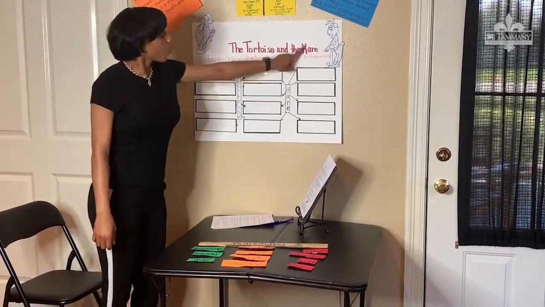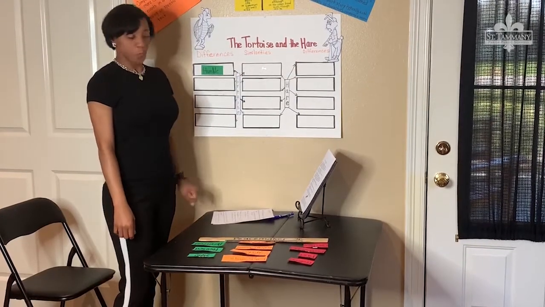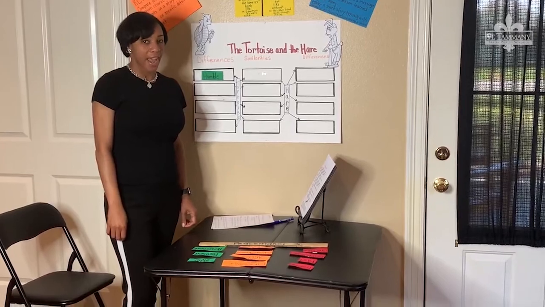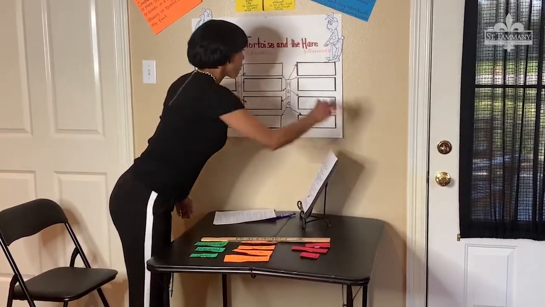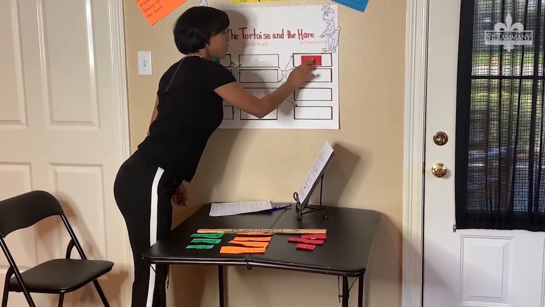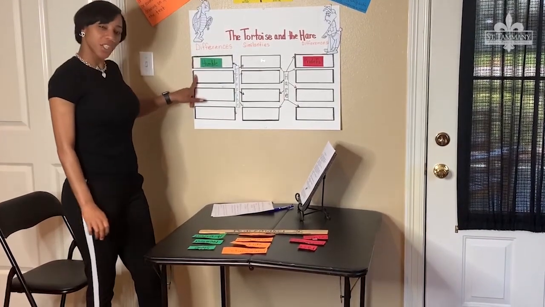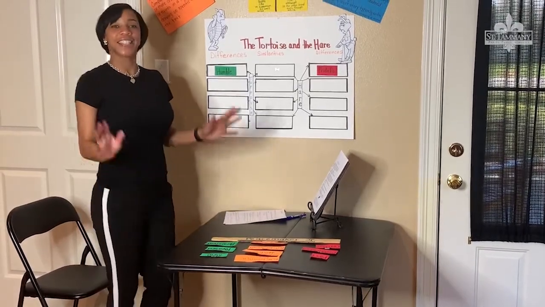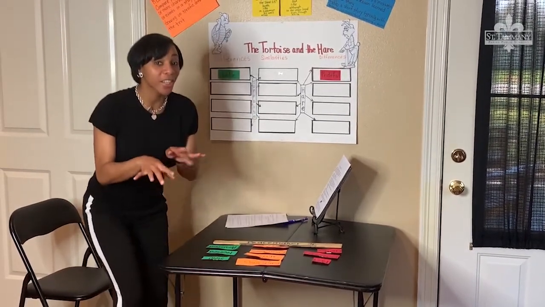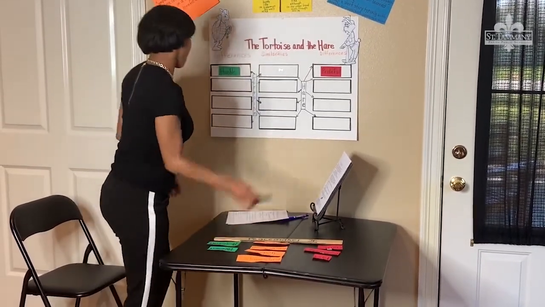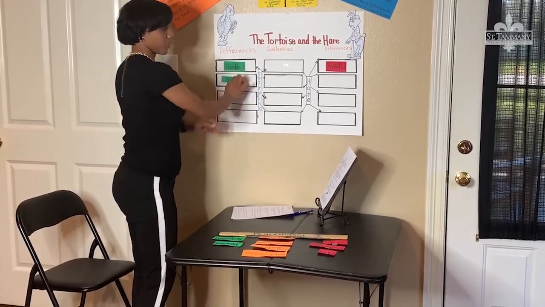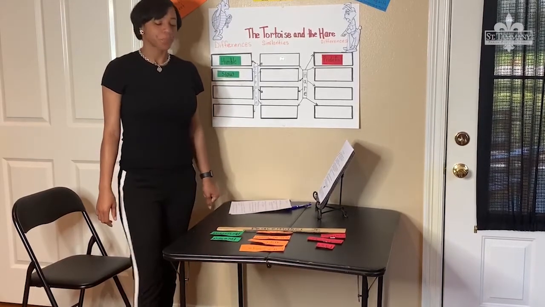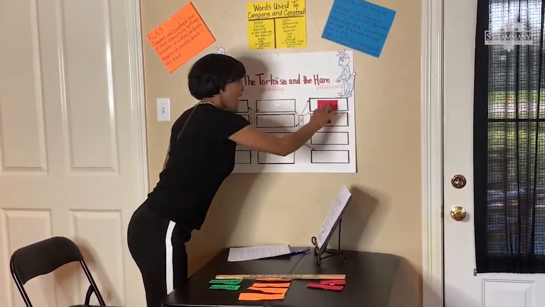Good, thank you. What trait do we have for the hare? He was prideful. Yes, he was. He was so prideful and boastful. Good job. What's another trait we learned about the tortoise? Yes, he was really slow. Good job. Thank you. What's the second trait that we learned about the hare? Absolutely, he was fast.